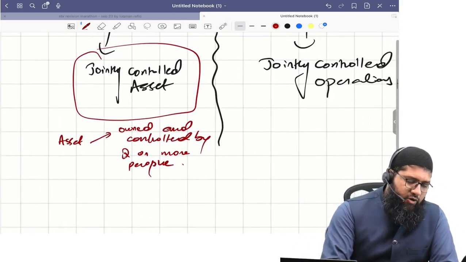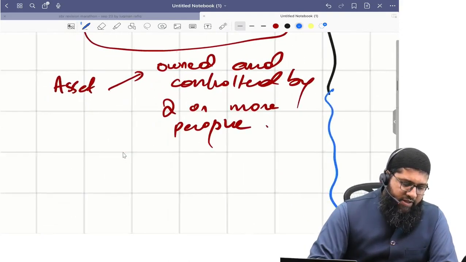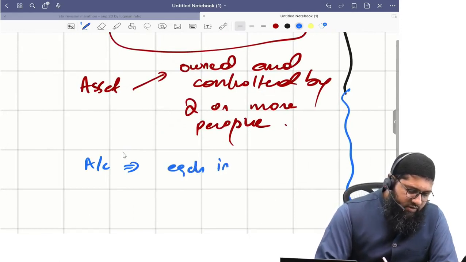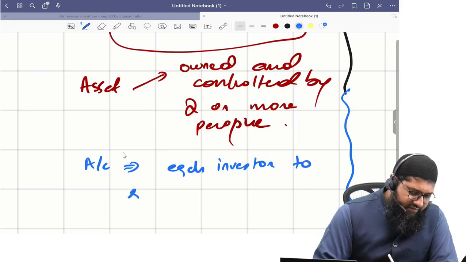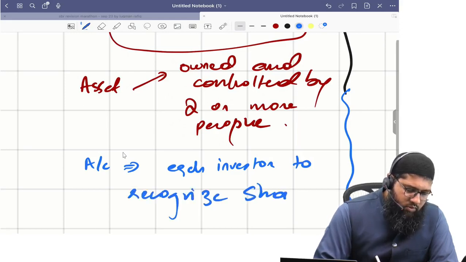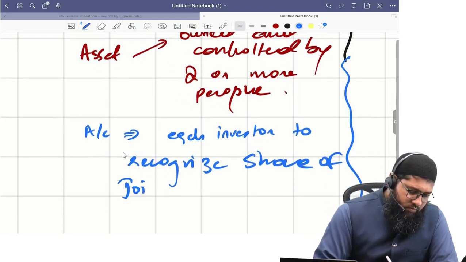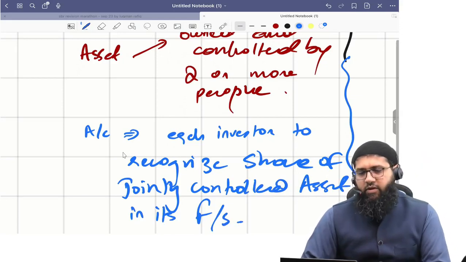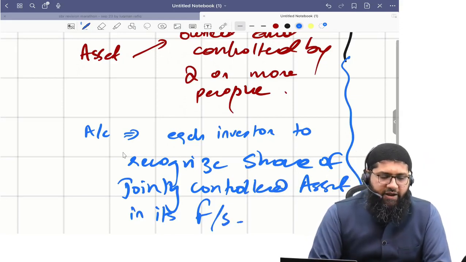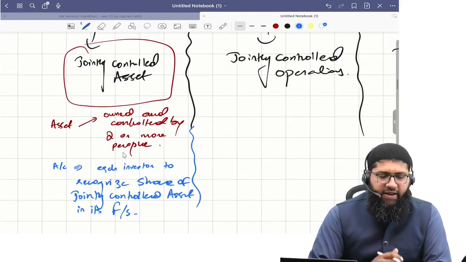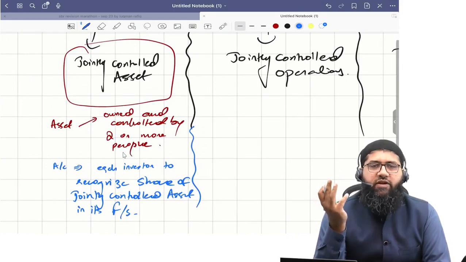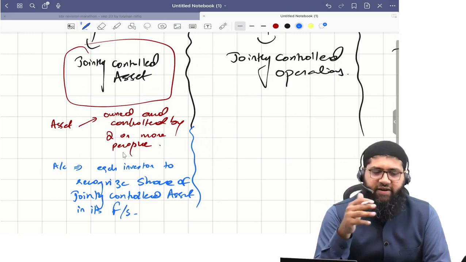So whenever you have got a jointly controlled asset, how do we account for it? The accounting for a jointly controlled asset is like this. Each investor has to recognize its share of the jointly controlled asset in its financial statements. So I repeat, each of the investors has to recognize a share of the jointly controlled asset in their financial statements.